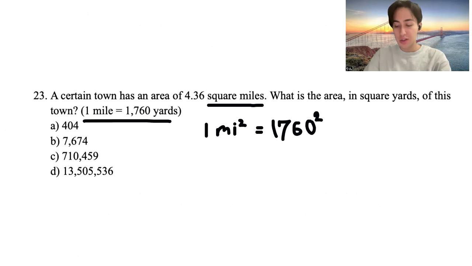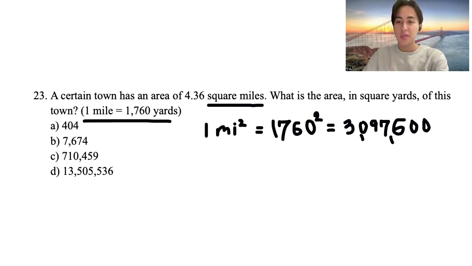And then when you put that in the calculator, you will get quite a large number, but it's 3,097,600. 3,097,600 is what you get when you do 1760 squared. And by the way, this is squared yards. So we were first able to convert the 1 mile equals 1760 yards into square miles equals square yards.